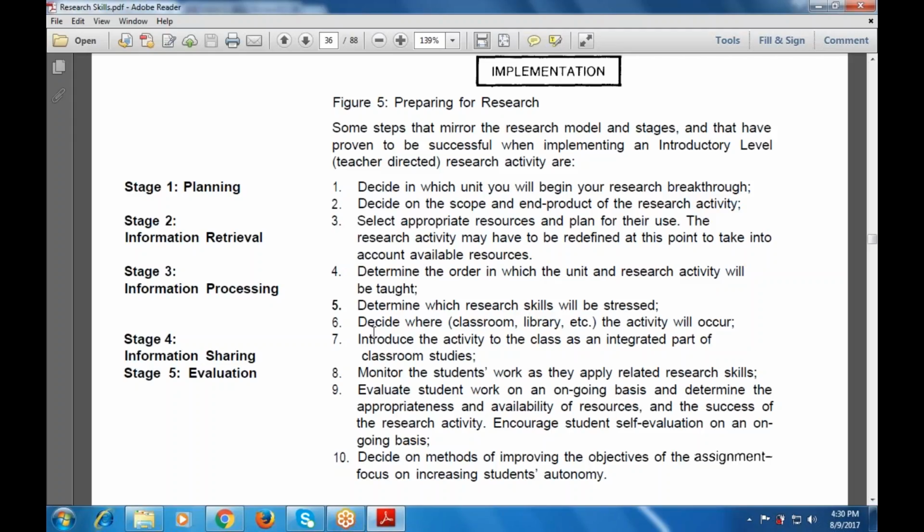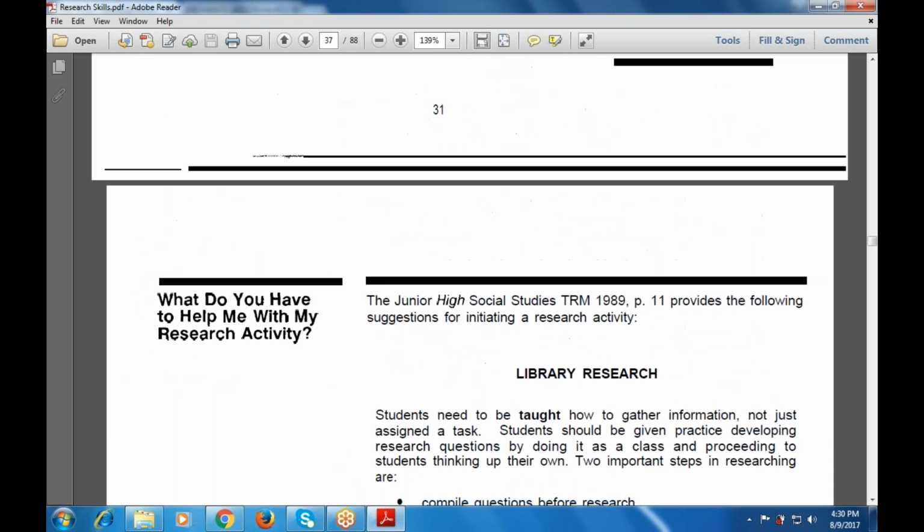Monitor the students' work as they apply related research skills. What are the research skills that will be applied, and how do they apply them as the research continues? Then evaluate the students' work on an ongoing basis and determine the appropriateness and availability of the resources and the success of the research activities. That may also show what has been done and what is to be done. Till now what have we done, and in future what is to be done.